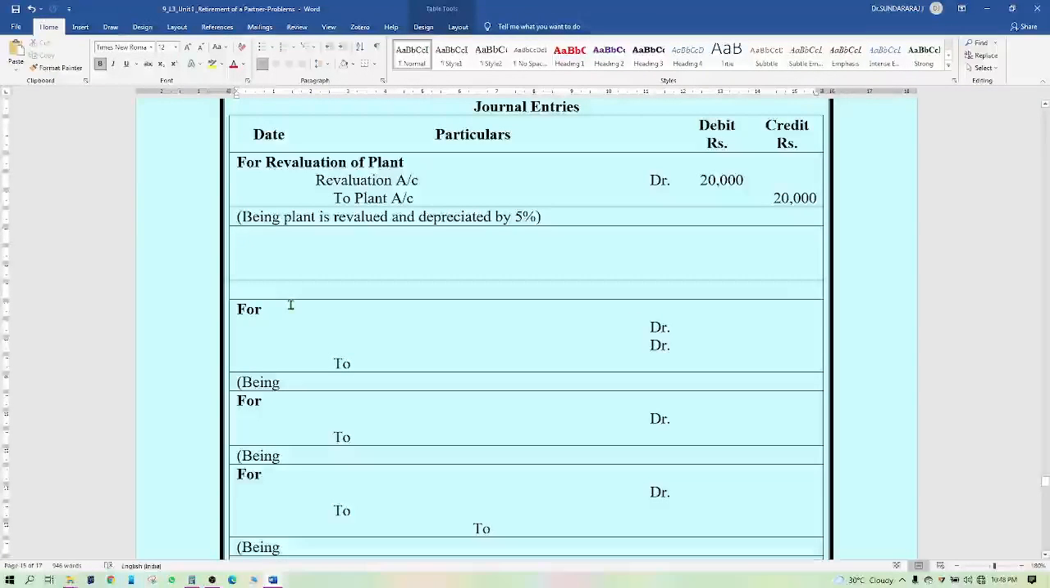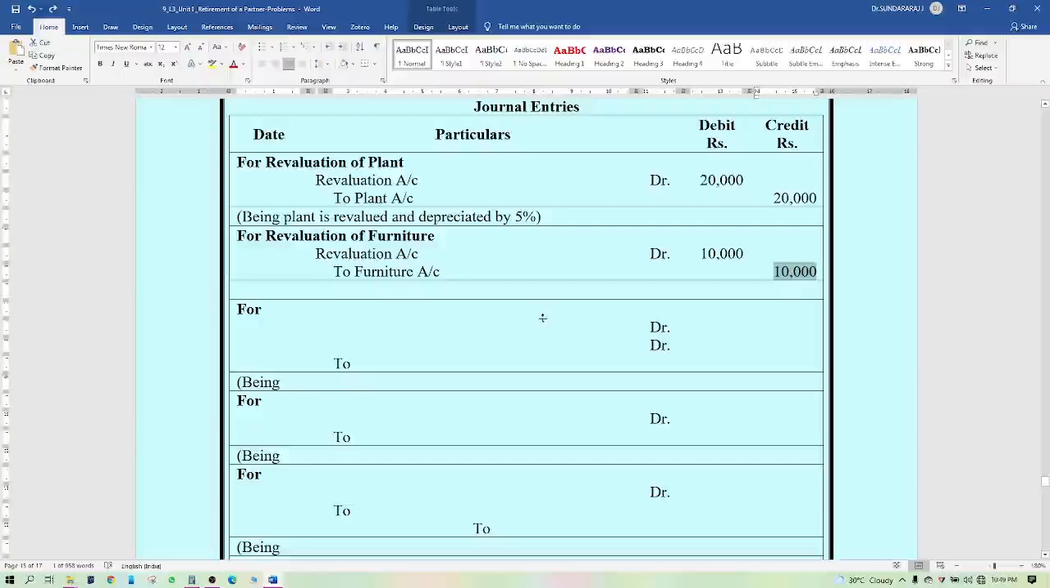Therefore, the journal entry for revaluation of furniture is: since the furniture value is depreciated, it amounts to a loss on revaluation. The revaluation account has to be debited by 10,000 rupees. Then the respective asset account, here the furniture account, has to be credited by 10,000 rupees. The narration is: being furniture is revalued and depreciated by 10%.